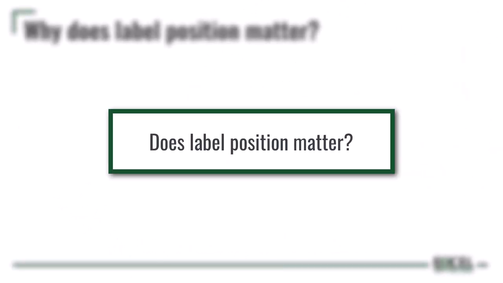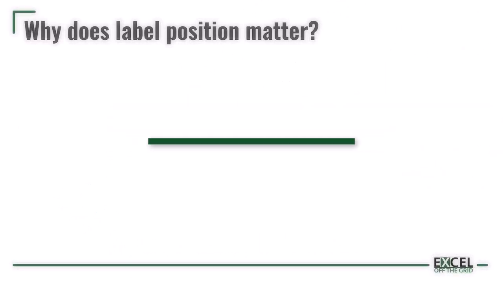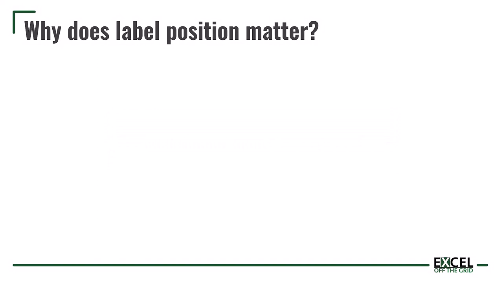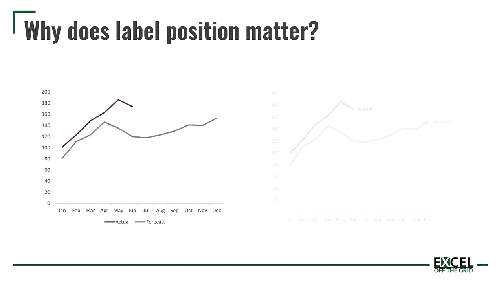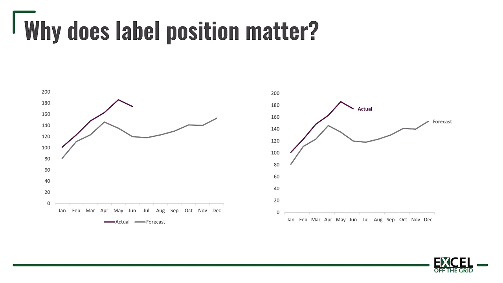So let's start by answering the question of, does label position matter? And let's take a look at two charts. Well, the chart on the left, we can see, has a legend at the bottom, and that tells us that actual is purple and forecast is grey. The chart on the right uses dynamic labels. Now this gives us the same information, that actual is purple and forecast is grey. And therefore these charts show exactly the same story.